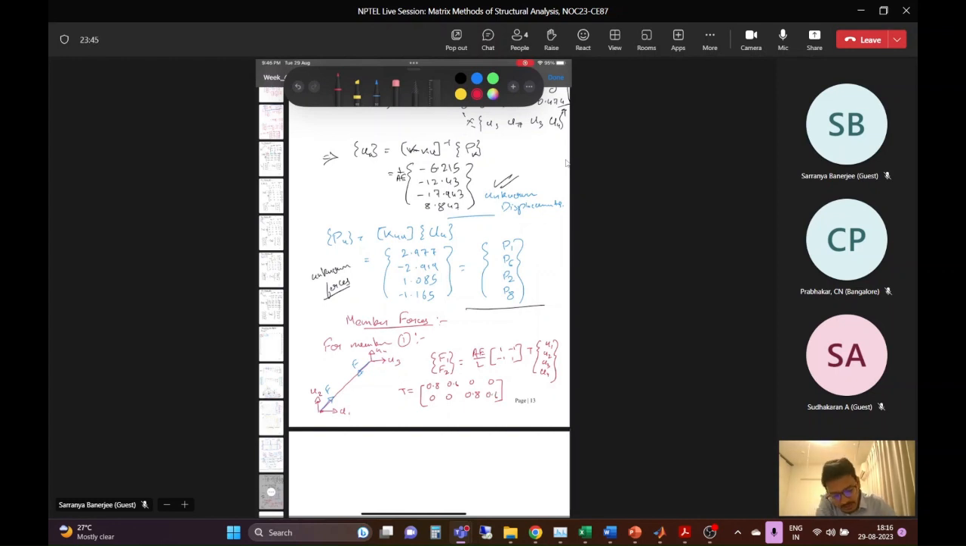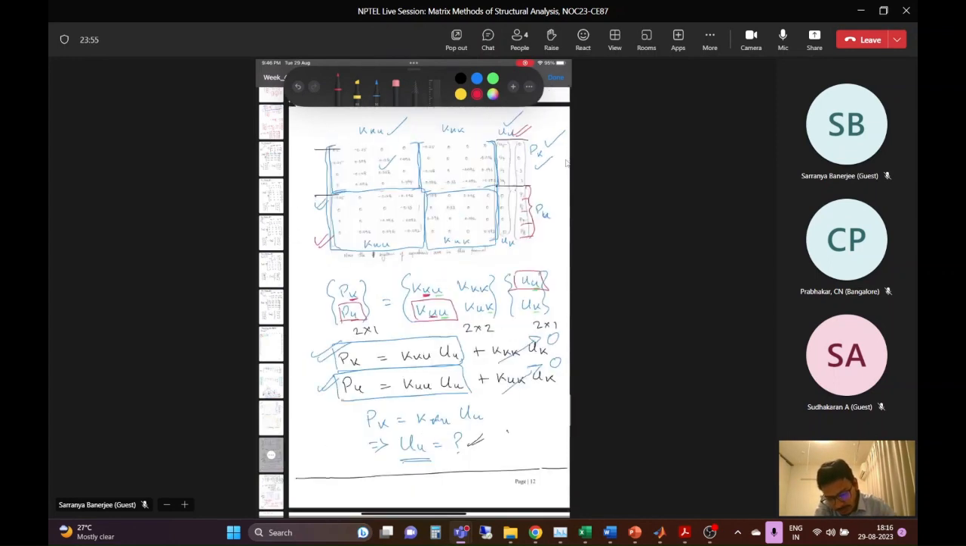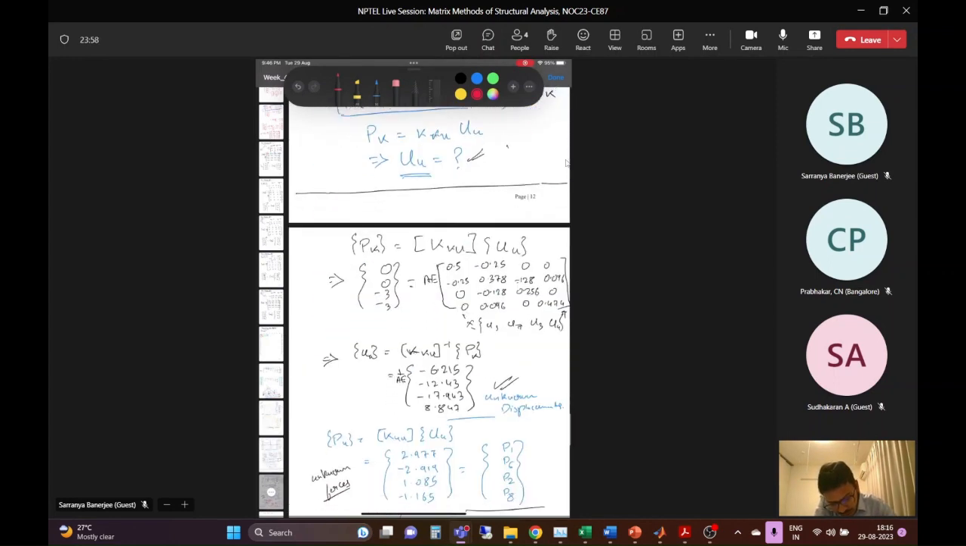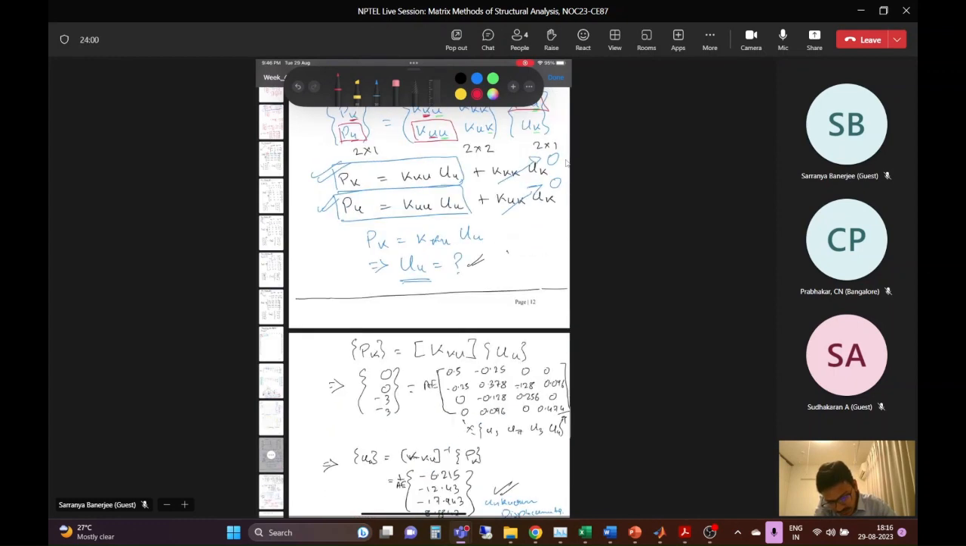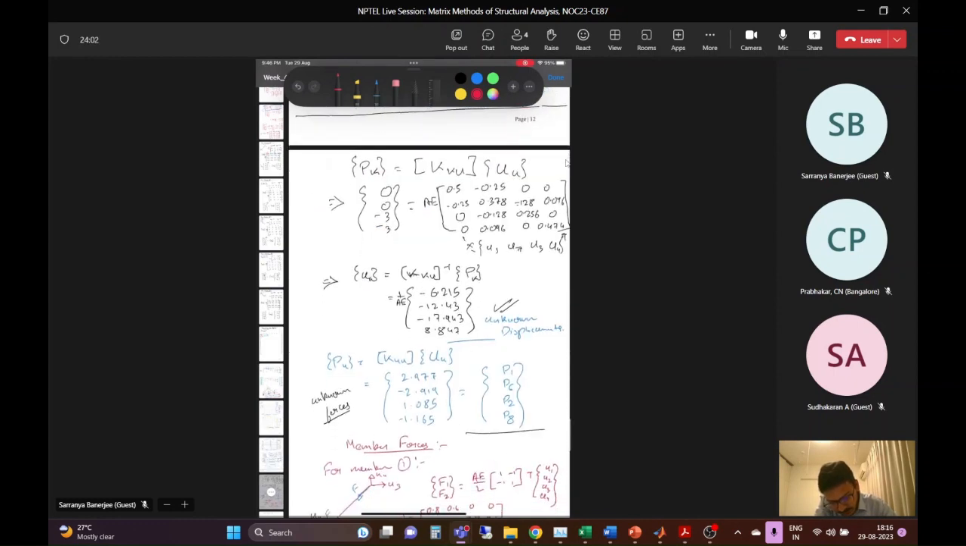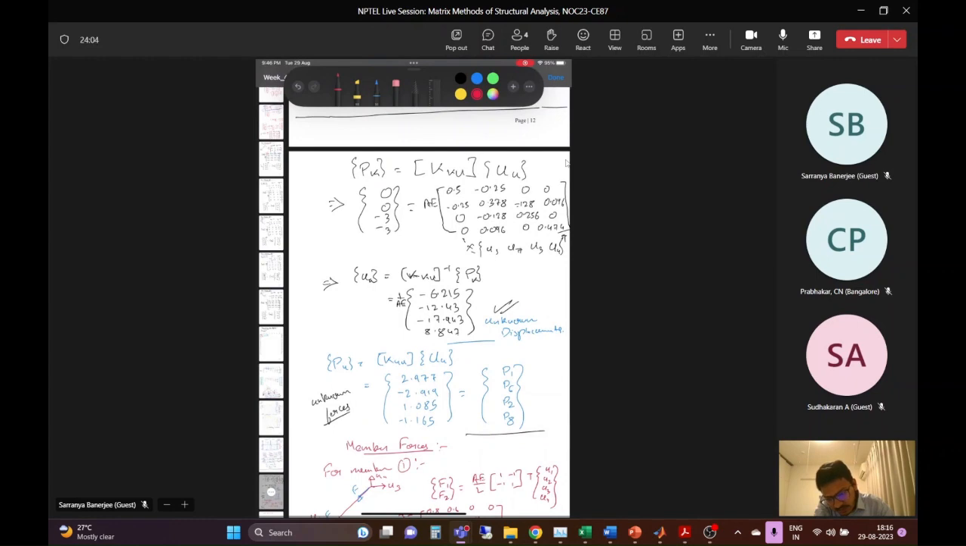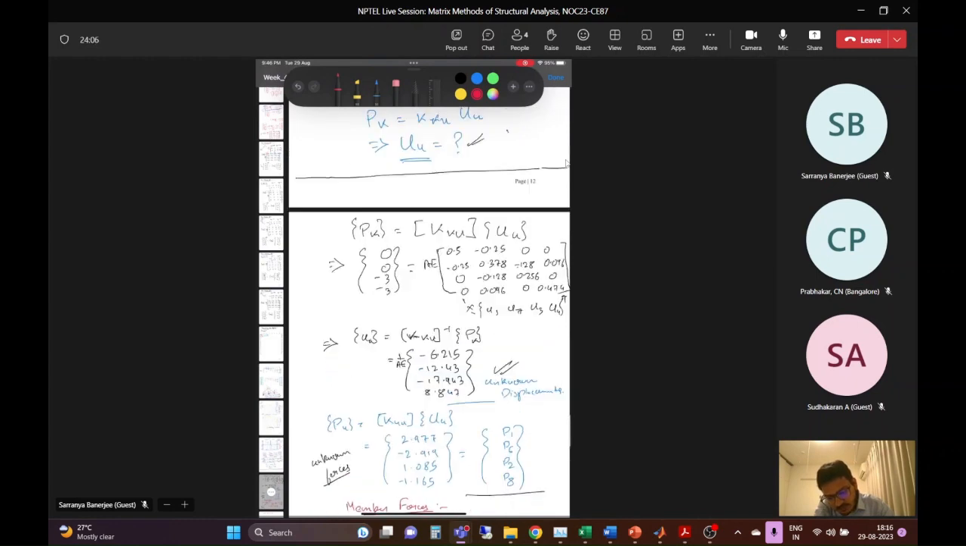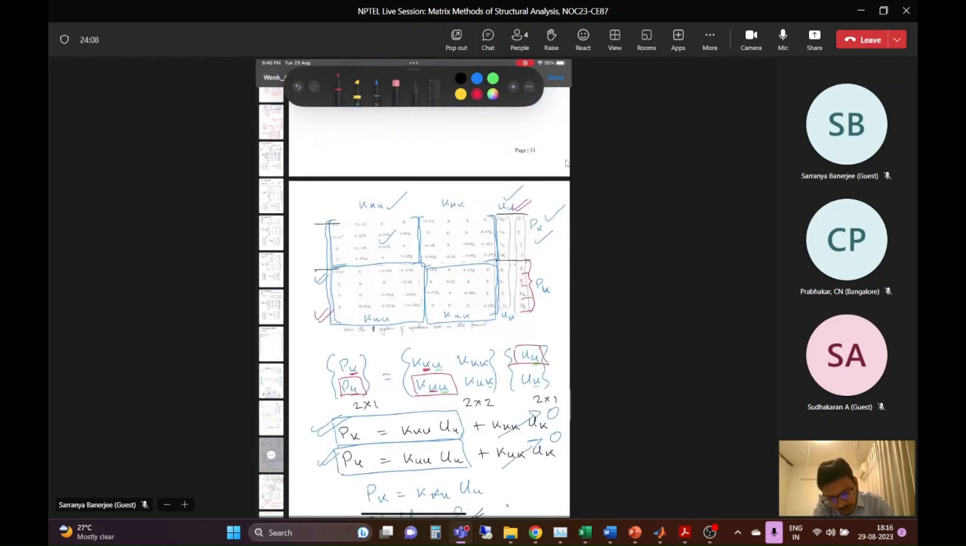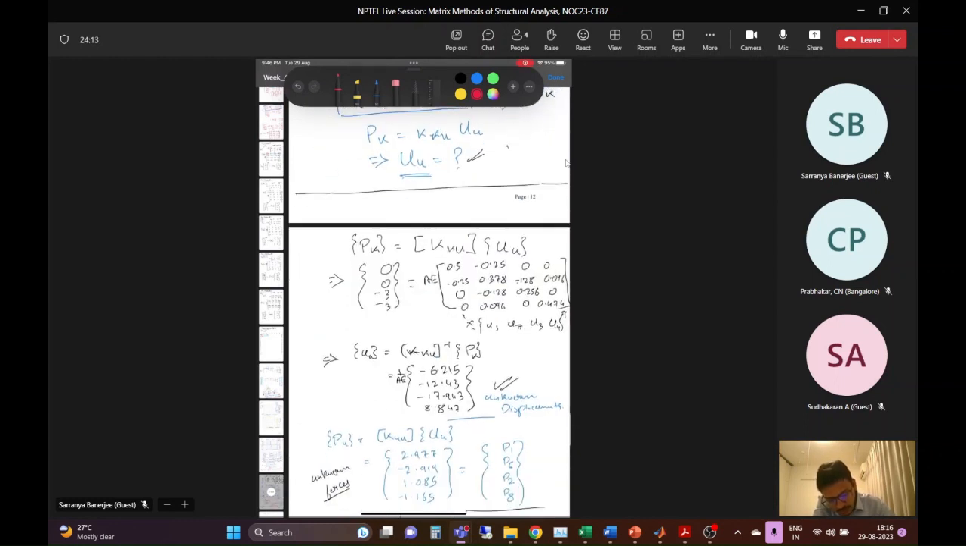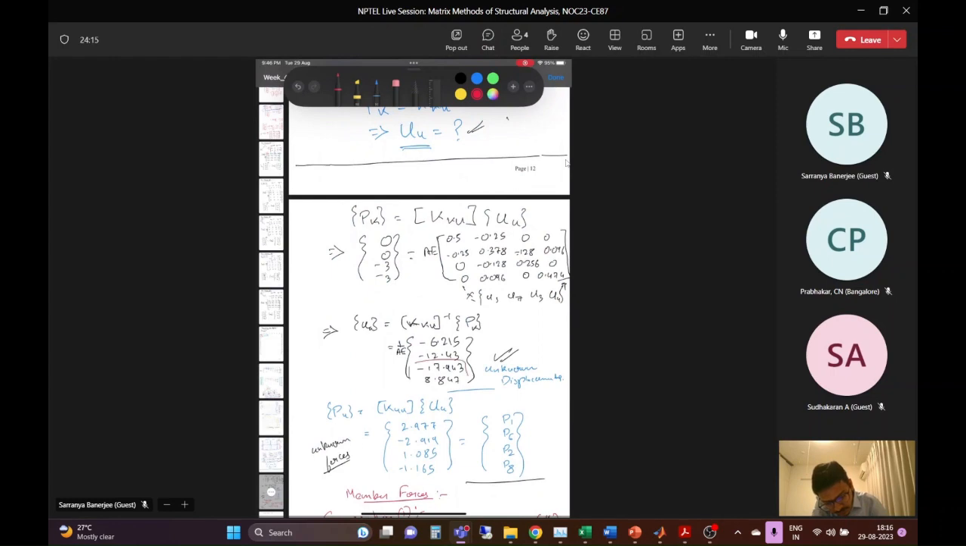Now everything we know, u1, u2, u3, u4. What is u1? u1 equals to 0, u2 equals to 0, u3 equals to how much, and u4 equals to how much. We can find, we have written the displacement vector. Where is the displacement vector? These are the unknown displacements in the order of u5, u7, u3, u4. So the last two. So these two values.